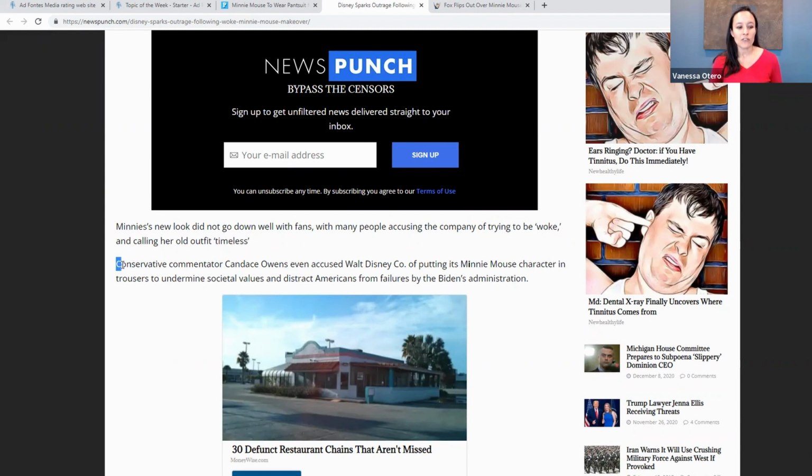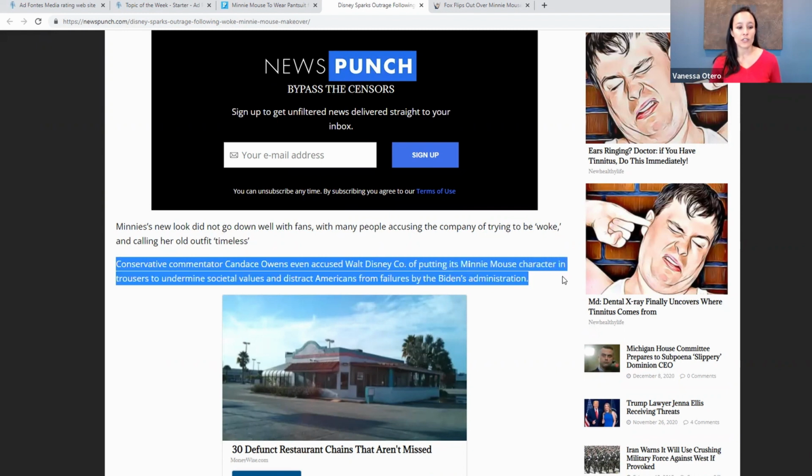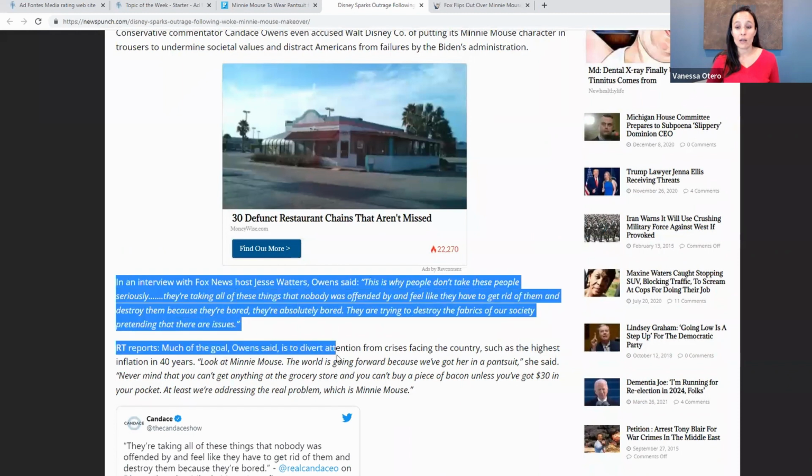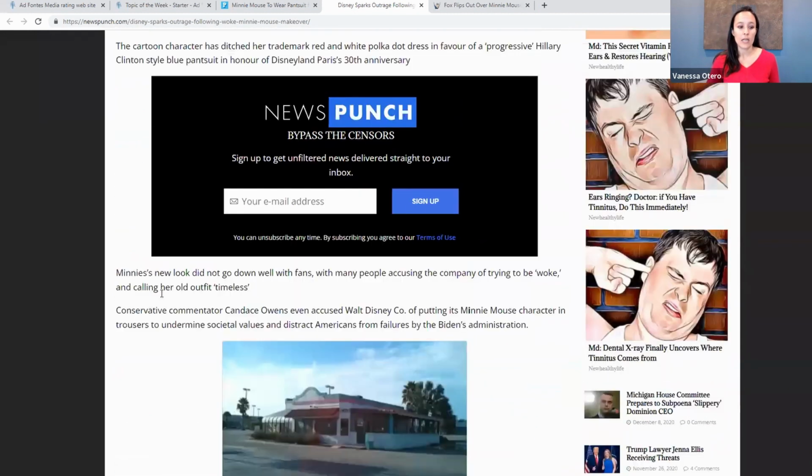So here we have conservative commentator Candace Owens even accused Walt Disney Company of putting its Minnie Mouse character in trousers to undermine societal values and distract Americans from failures by the Biden's administration. Wow. Okay. There's a lot there that elevated the level of what this whole pantsuit means. They quote extensively Candace Owens. Candace Owens is certainly a conservative commentator. She has YouTube shows and podcasts that we've rated on our media bias chart. Pretty much all of her content is pretty far to the right. Hyper-partisan right. And she will make commentary about things like this.